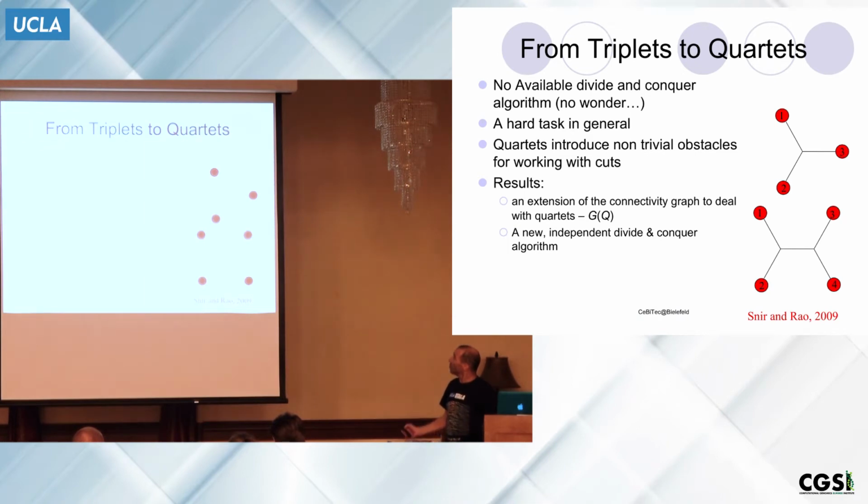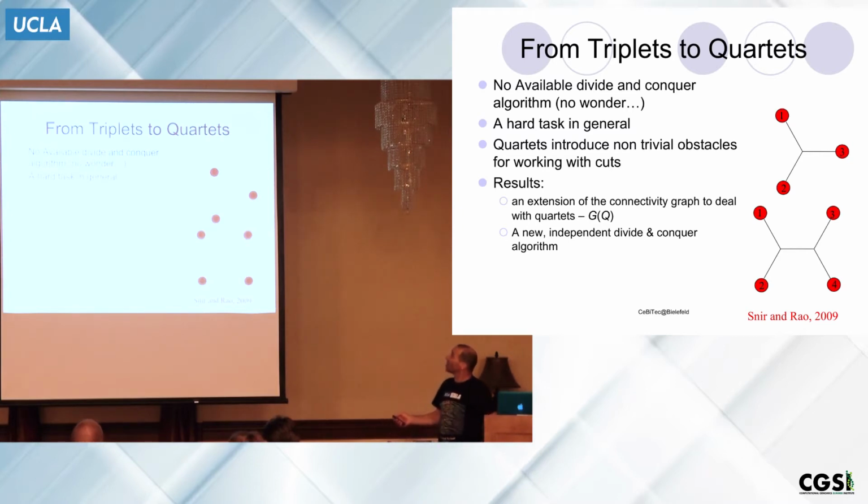So from triplets to quartets, there is no available divide and conquer algorithm. While we had a divide and conquer algorithm for the triplets, the Aho et al. algorithm that really considered the rooting, here we have no such algorithm. No wonder. Let's have a look why.